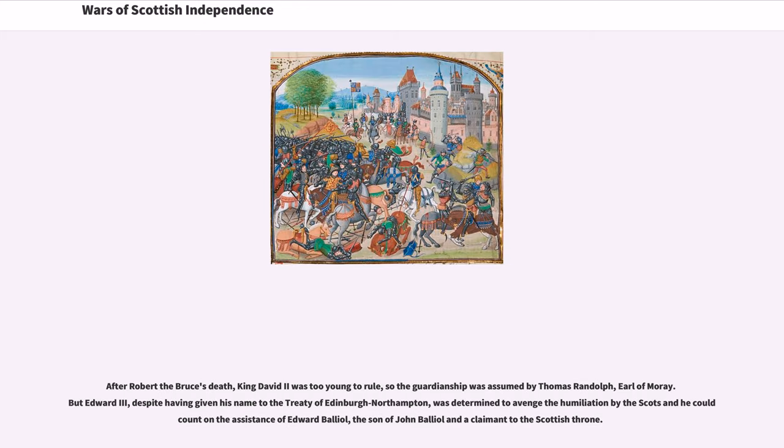After Robert the Bruce's death, King David II was too young to rule, so the guardianship was assumed by Thomas Randolph, Earl of Moray. But Edward III, despite having given his name to the Treaty of Edinburgh-Northampton, was determined to avenge the humiliation by the Scots, and he could count on the assistance of Edward Balliol, the son of John Balliol and a claimant to the Scottish throne.